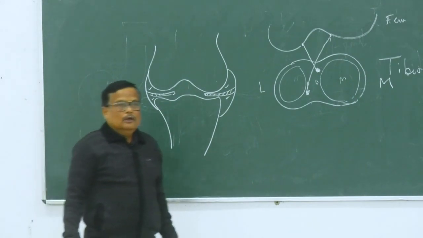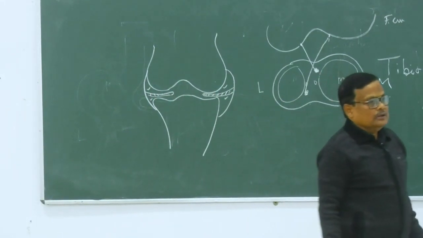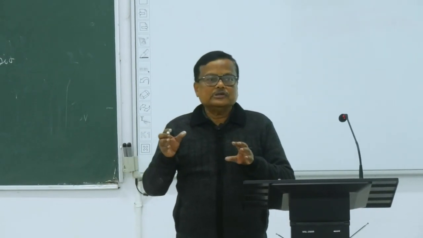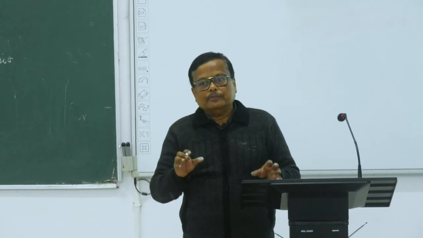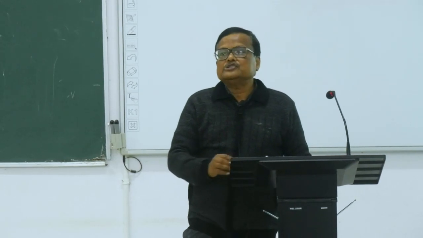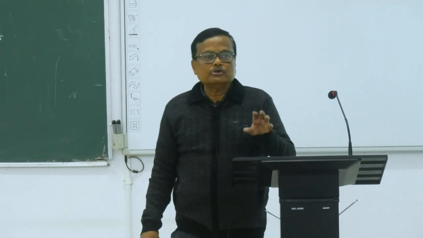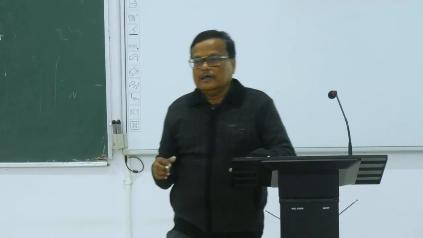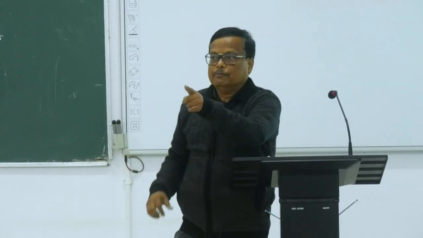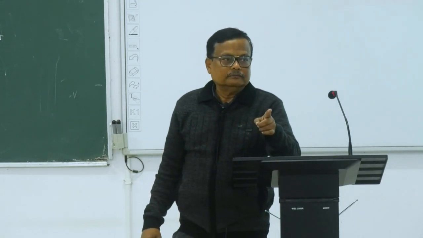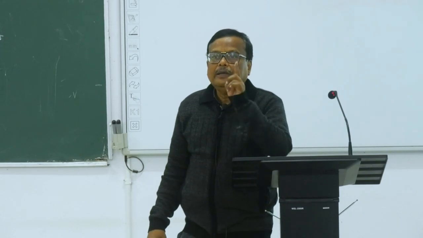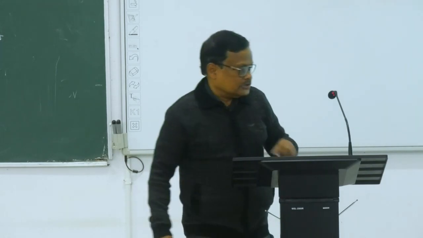Right? What is the shape of the menisci? Though the lateral and medial menisci are both made up of fibrocartilage, their shape is different. The medial meniscus is larger because, you know, in the tibia the medial condyle is larger than the lateral condyle. Very important. Remember this now, because you will need it shortly.